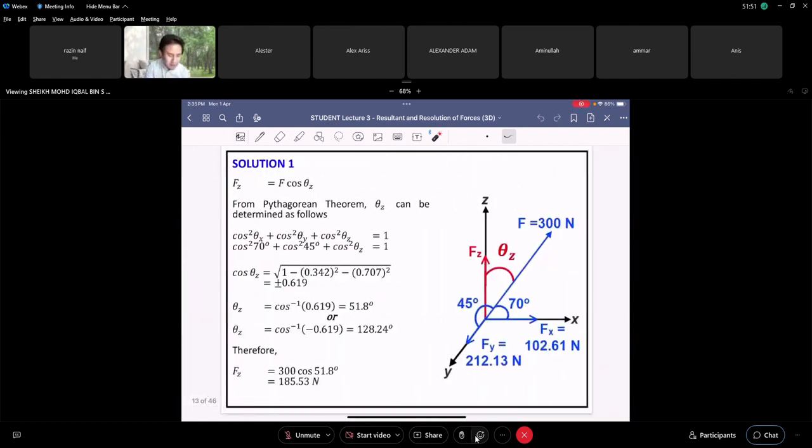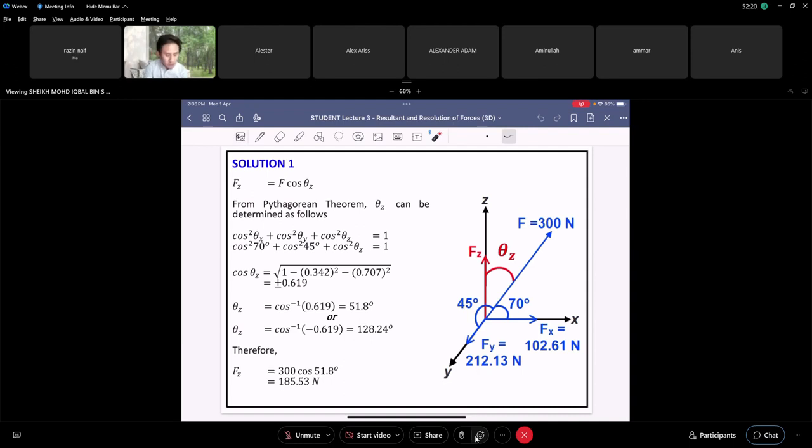But in the z direction, we are not able to solve it, right? This z direction, we can't solve it because there's basically two unknowns here that we do not know. We do not know F and we do not know theta z. Okay, so what we need to do if we encounter two unknowns, we refer back to the formula, right?